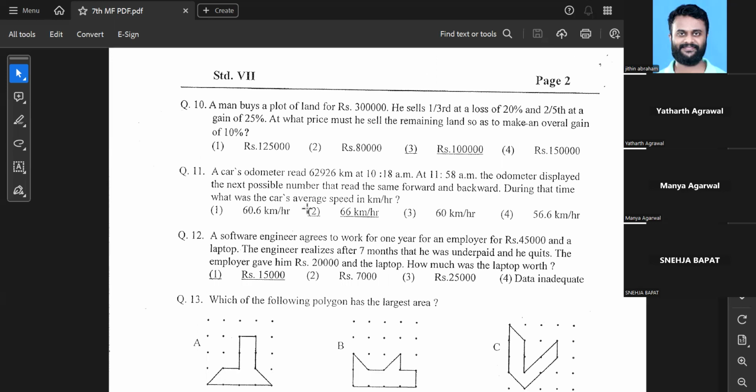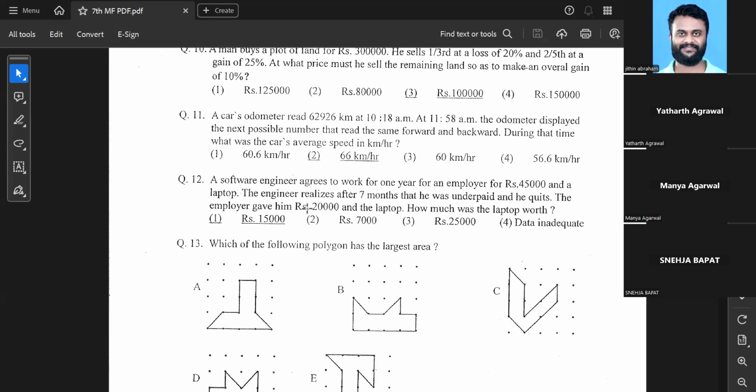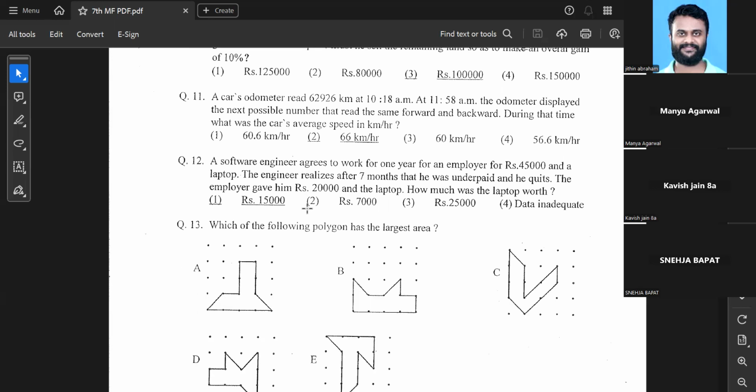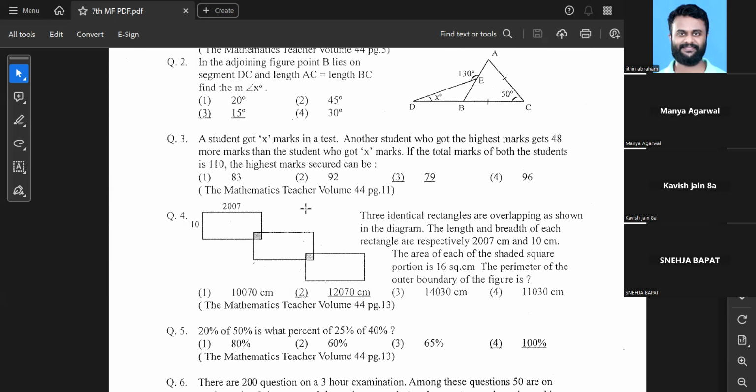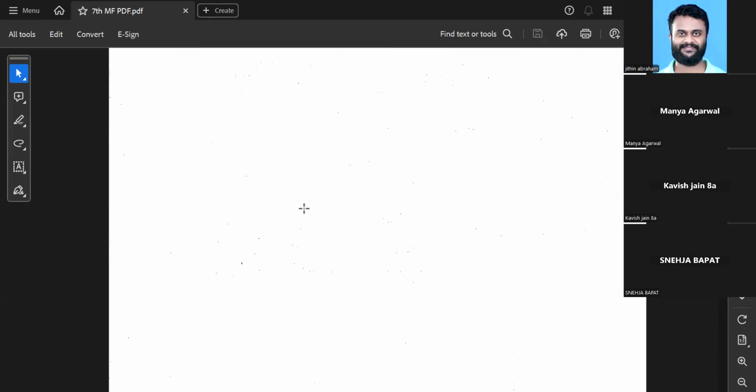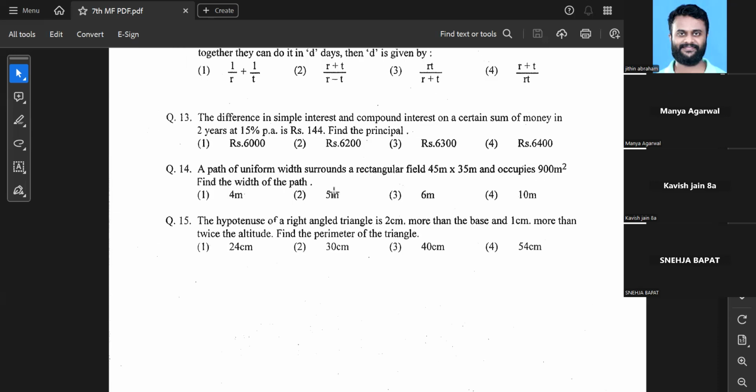I'm just scrolling down slowly so that you can see. I forgot one sum in the paper 2008. The 13th sum. The difference between the simple interest and the compound interest on a certain sum of money in 2 years is 15 per... So I tried this sum, but I did not get it.